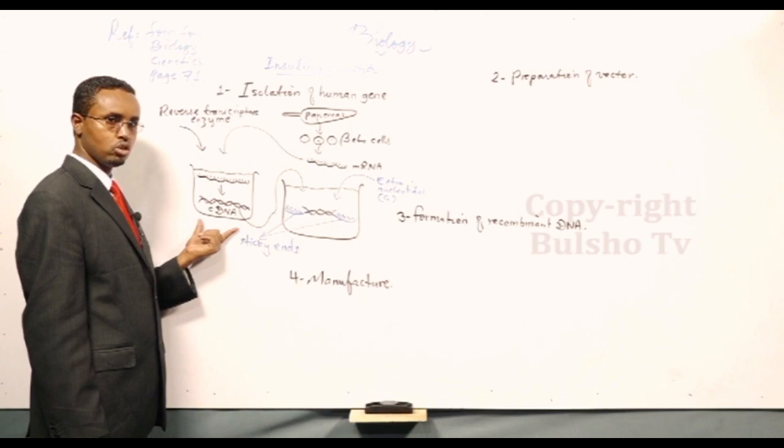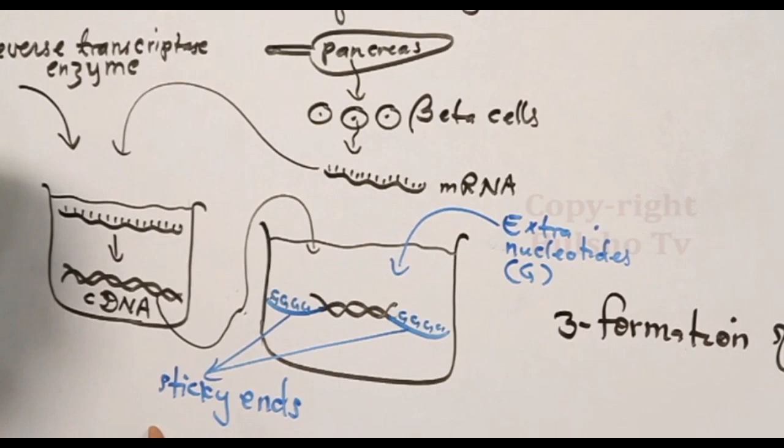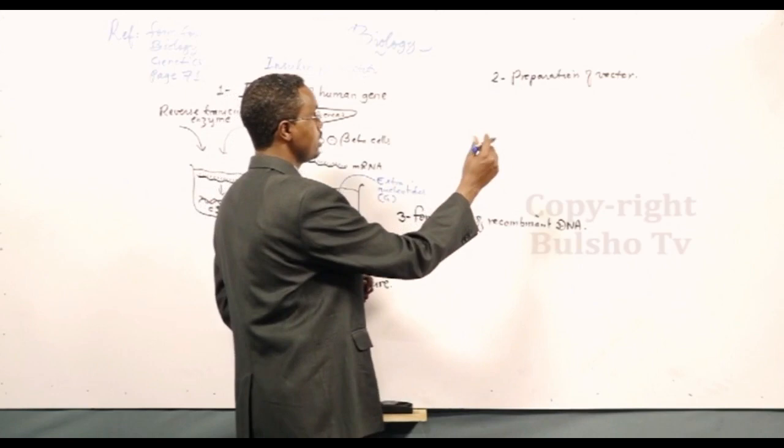To the DNA here, we have to add extra nucleotides, and those are guanines. We have to make sticky ends. This sticky end is attached onto another one in order to make recombinant DNA. This step is now complete. The second step is called preparation of the vector.